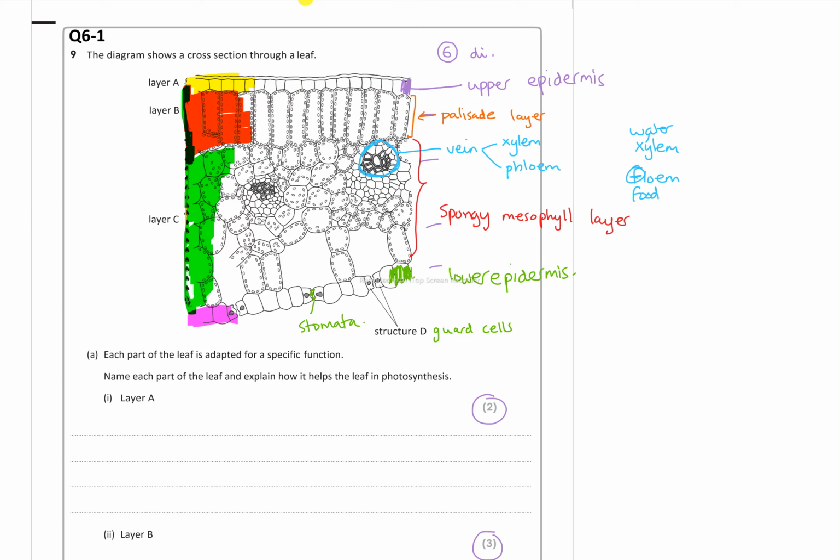Right, so the upper epidermis, it's got this waxy cuticle. Right, it stops water evaporating out, and you've got this transparent layer of cells. They are transparent. Because they're transparent, they allow lots of light through.